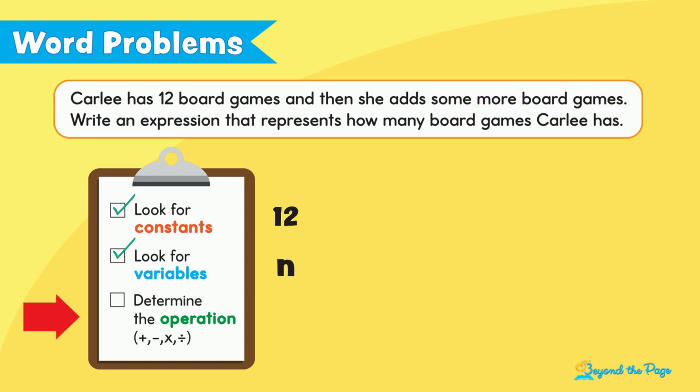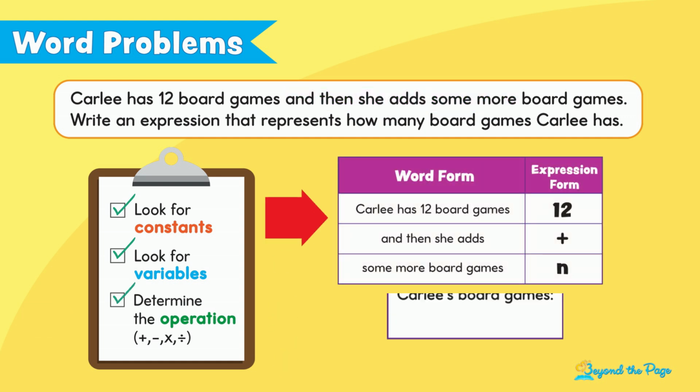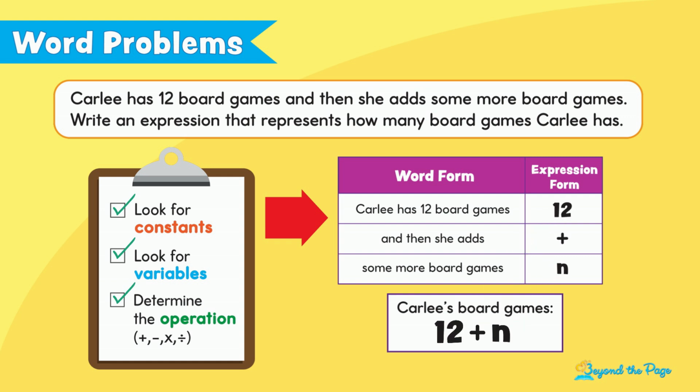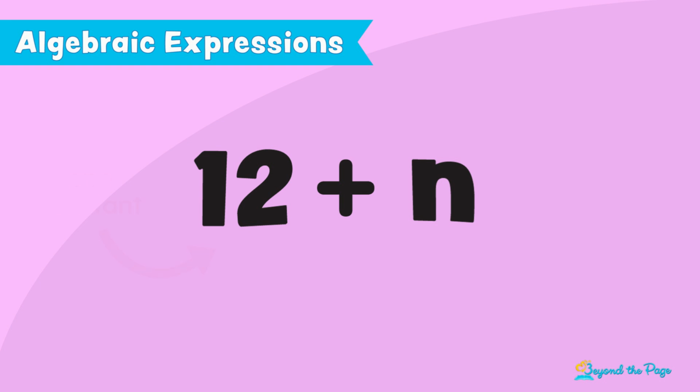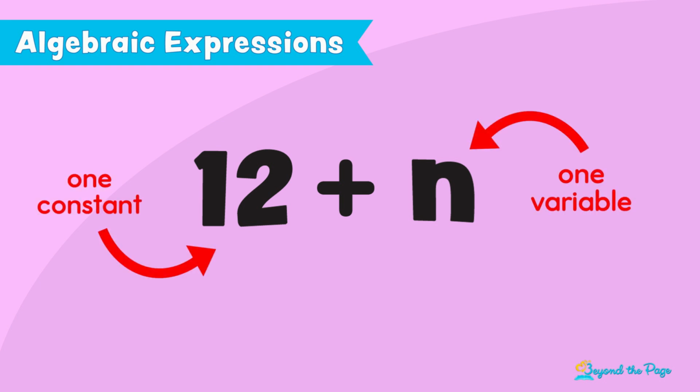Now let's determine the operation needed for the expression. Ask yourself, what is happening in this word problem? Carly is getting more board games for her collection, so you know that the addition operation is needed. Let's put this together. "12 plus n" is a very basic algebraic expression and quite useful to start with, but there's no limit to the expressions that can be written to solve problems.